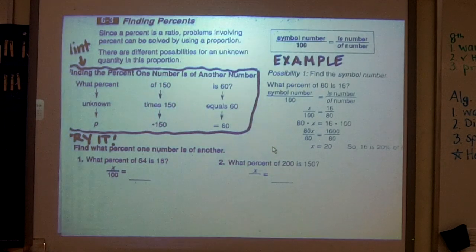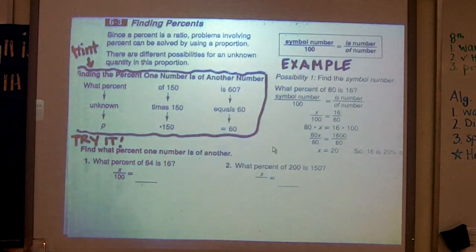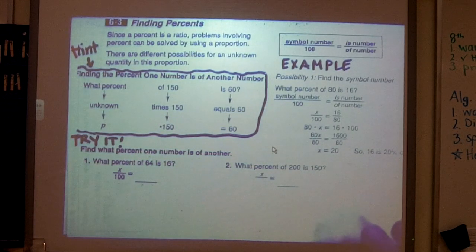Okay, so first things first, my copy is kind of cut off, so I'm going to add in the H and make that T finished so that it says hint right here, and try it out instead of riot. So we're going to talk about finding percents.